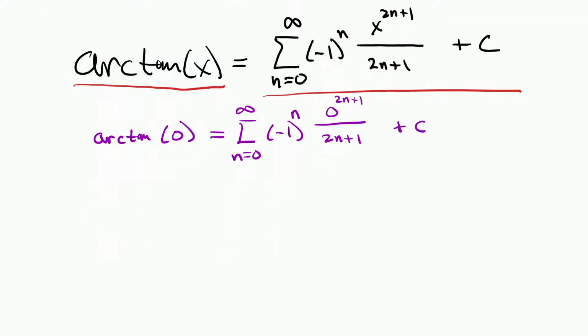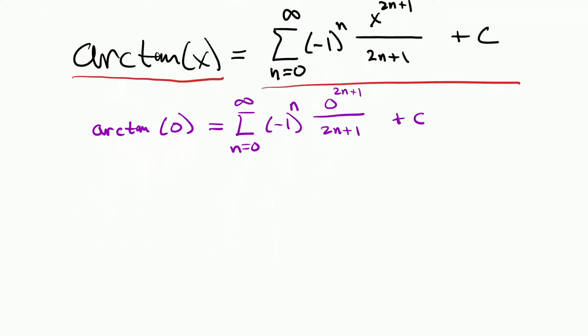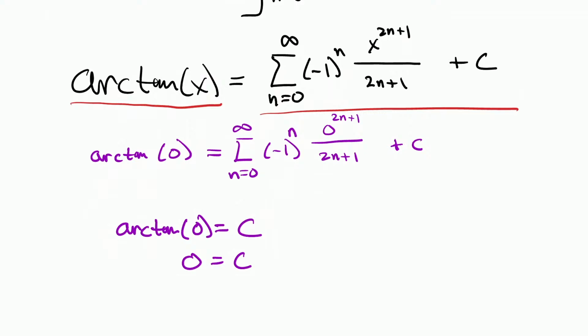So this will allow us to figure out what the constant of integration is, because those all have to match up. Fortunately for us, 0 to the 2n plus 1 is 0, no matter what n is. And so we're just going to write this like this. Arctan of 0 is equal to the constant. And we all know the arctangent of 0, but if we don't, we have calculators. So c equals 0. So there's my arctangent.